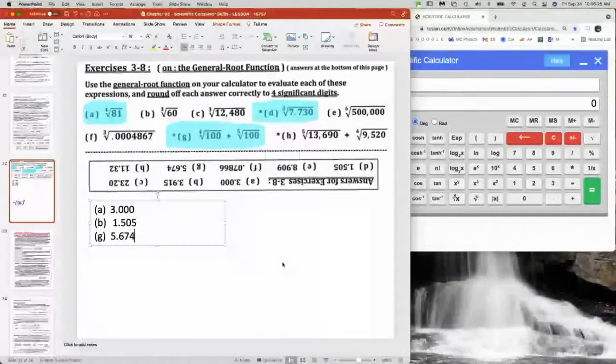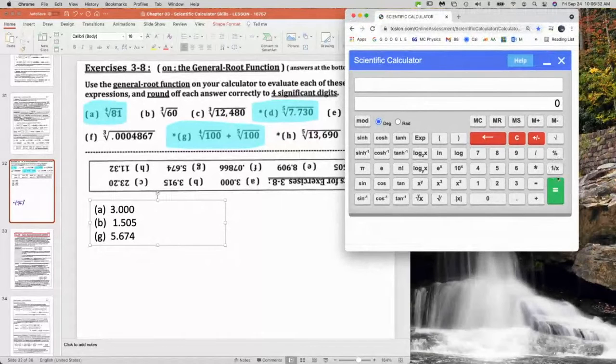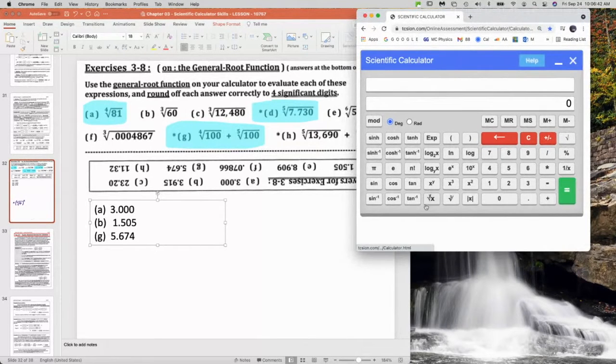So I'm gonna show you how I would do it on this calculator. Out of curiosity, anybody have a calculator that looks like this with the 1 over x button and the x y button? Some of your calculators probably have something similar to this button here. You see the x root y button? This button to do the root is a little bit weird.